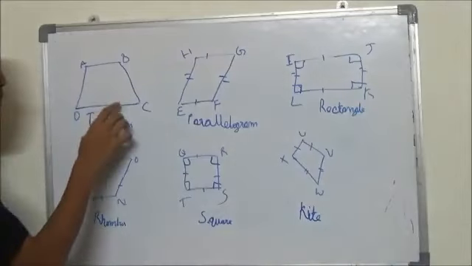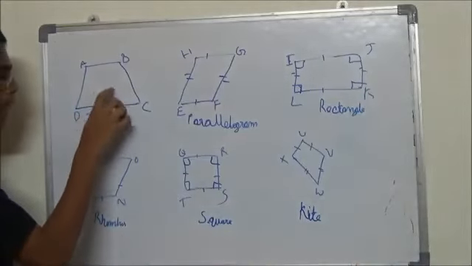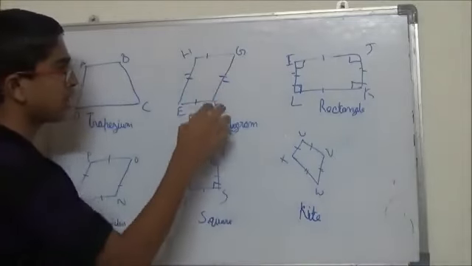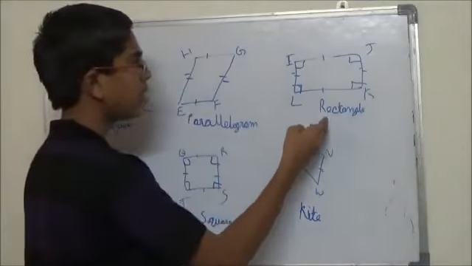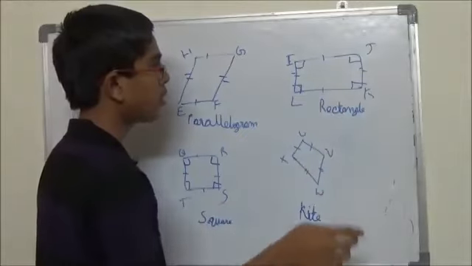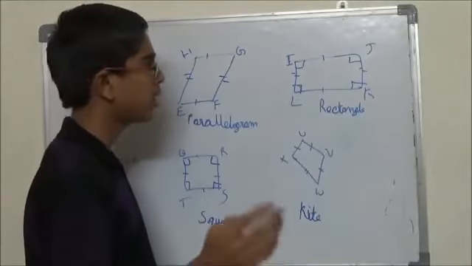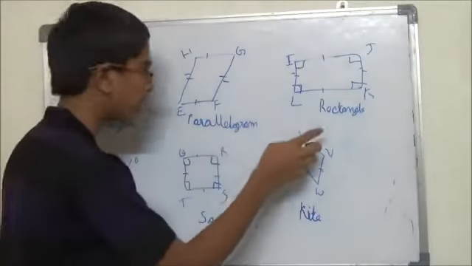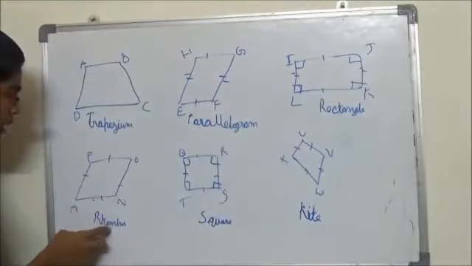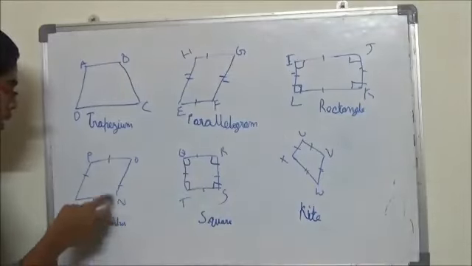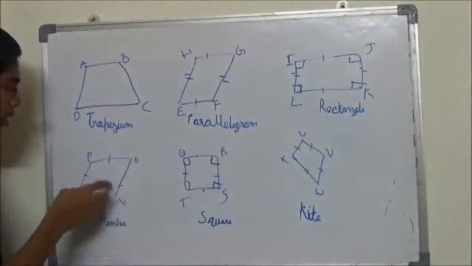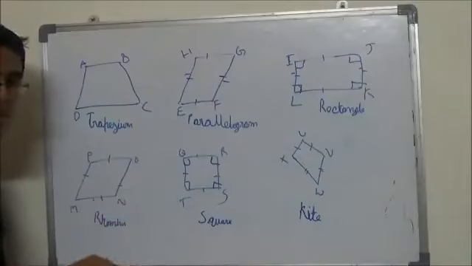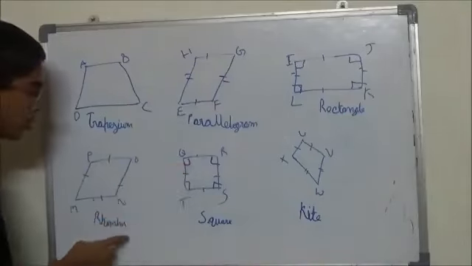So a trapezium has one pair of parallel lines, and a parallelogram has 2 pairs of parallel lines, and opposite sides are equal to each other. In a rectangle, opposite sides are equal to each other, and all the angles are right angles. All rectangles are parallelograms, but all parallelograms are not rectangles. And we have also discussed rhombus, in which all sides are equal and opposite sides are parallel to each other. All rhombuses are parallelograms, but all parallelograms are not rhombuses.